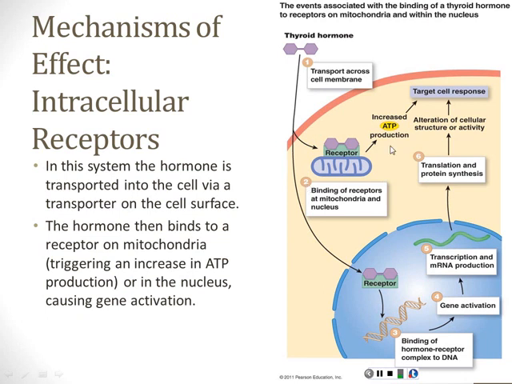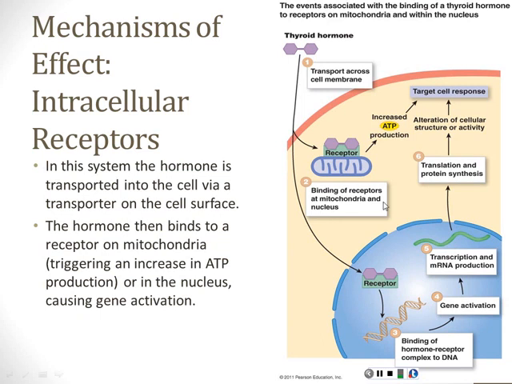And then inside the cell it finds receptors at different organelles. So for example, the mitochondria have receptors for thyroid hormone. You know, the mitochondria produce energy, right? And the thyroid gland controls the energy output of the body. So let's say winter is coming, it's getting colder and colder.